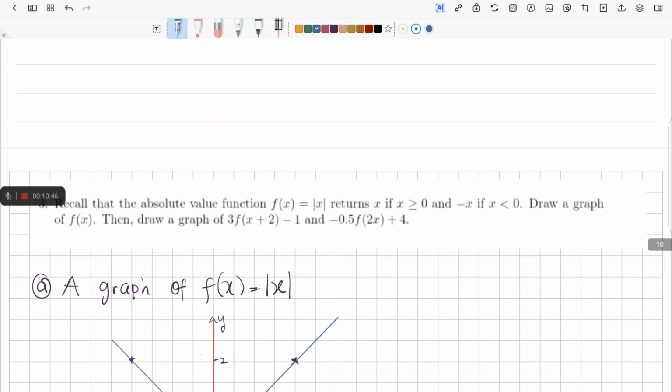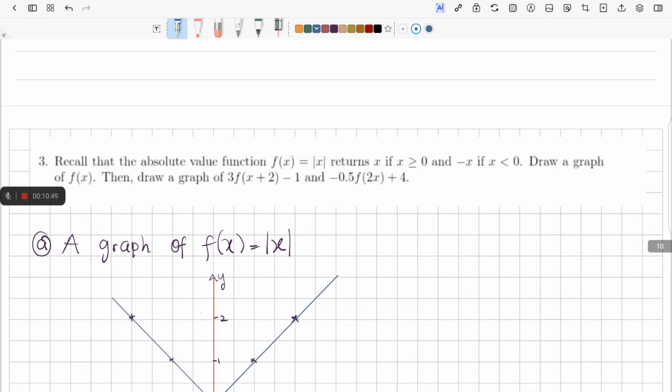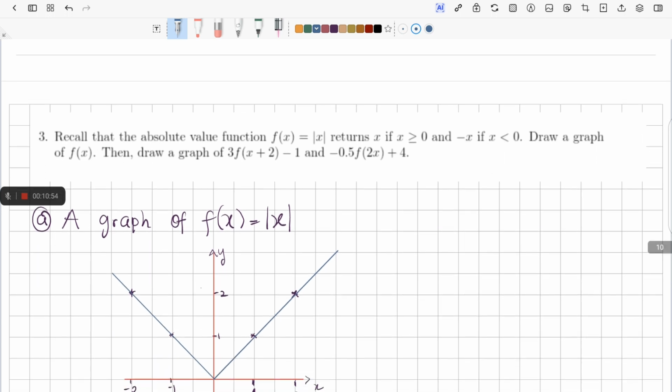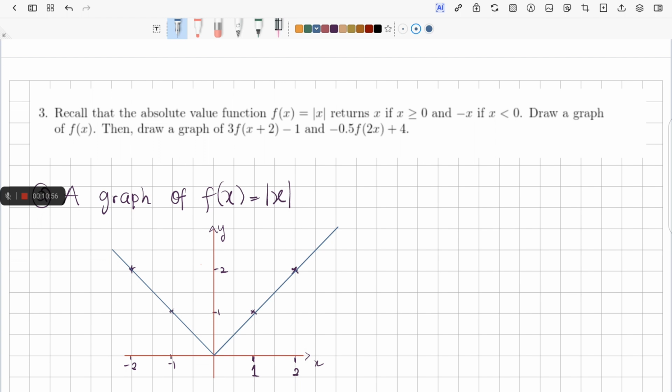And now question 3. We are given the absolute value function f of x equals absolute value of x, and we are asked to draw a graph of f of x first. So the graph of f of x is simply this, because we know that when x is non-negative, absolute value of x is just x. So 1 is mapped to 1, 2 is mapped to 2, minus 1 is mapped to 1, and minus 2 is again mapped to 2, and so on. So this is the graph of f of x.